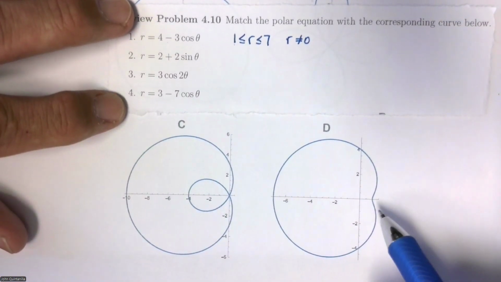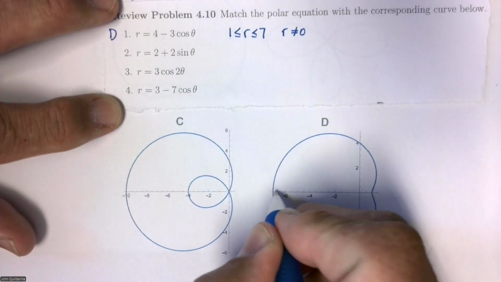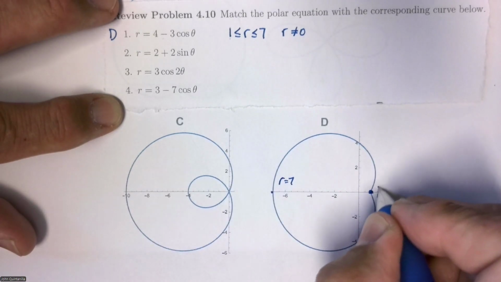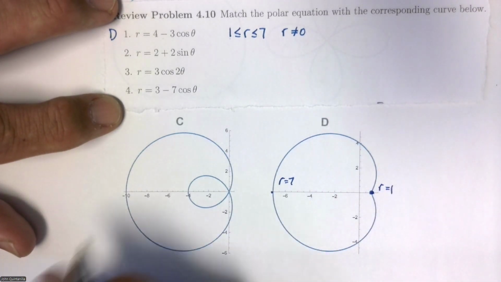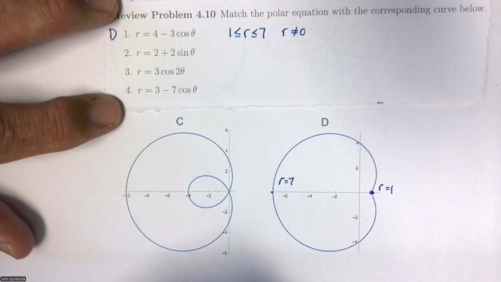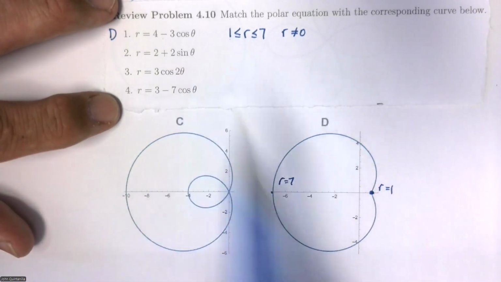So if I look at the pictures, this graph here, D, satisfies the properties in question. Here I am 7 away from the origin. At this point, I am 7 away from the origin. At this point, I am 1 away from the origin. And nowhere does r equal 0, so the graph does not go through the origin. Based on the options available, D would be the only one that meets those criteria.